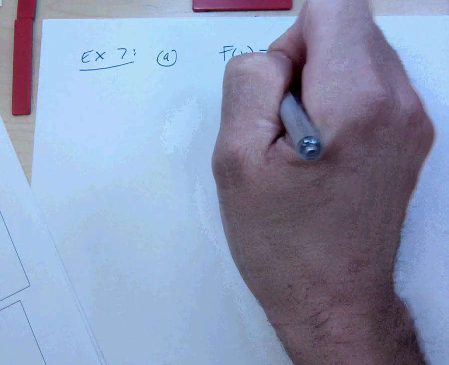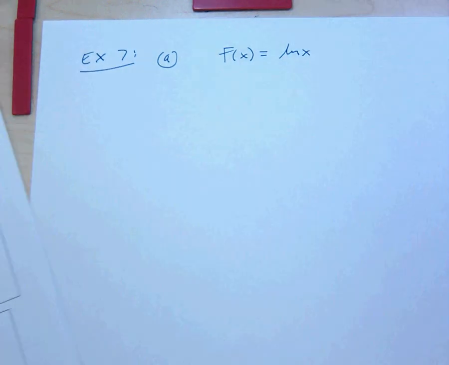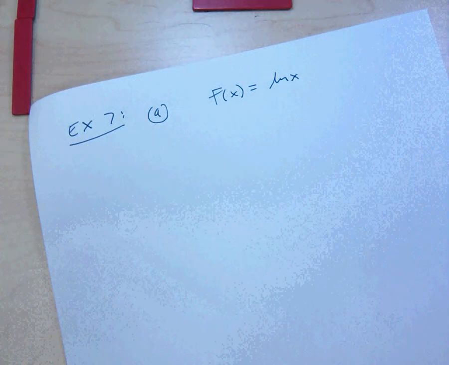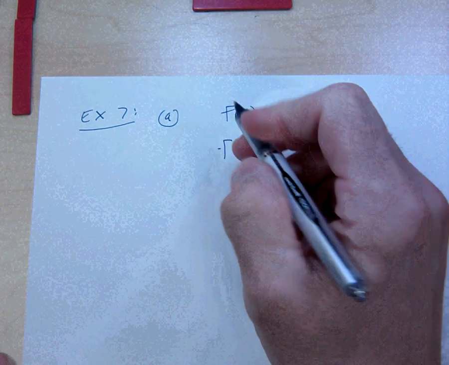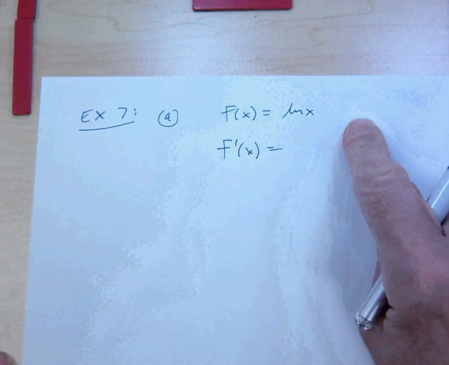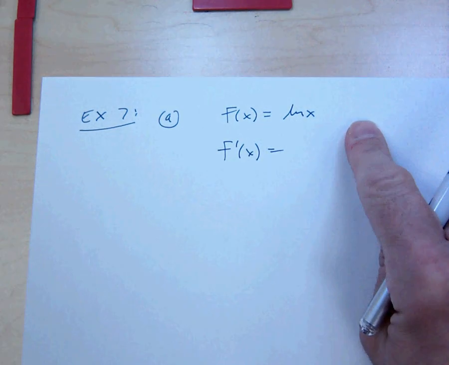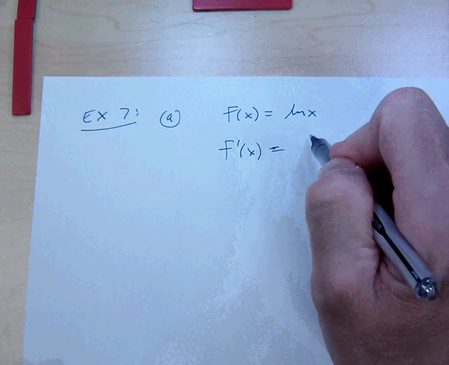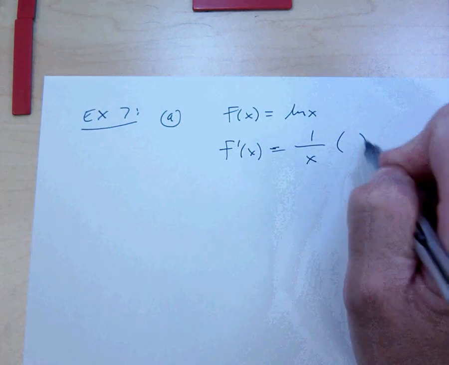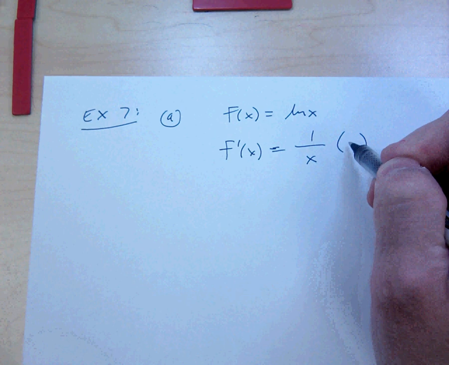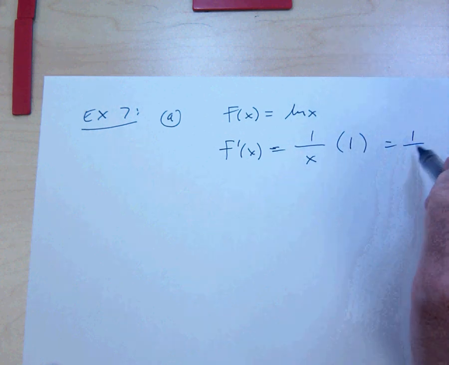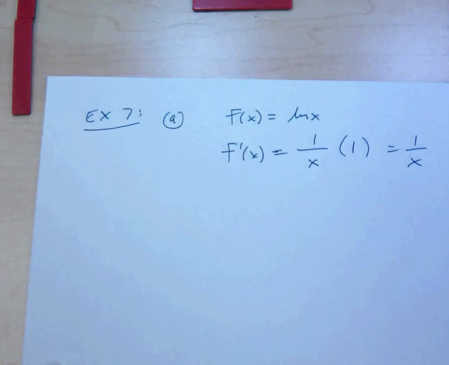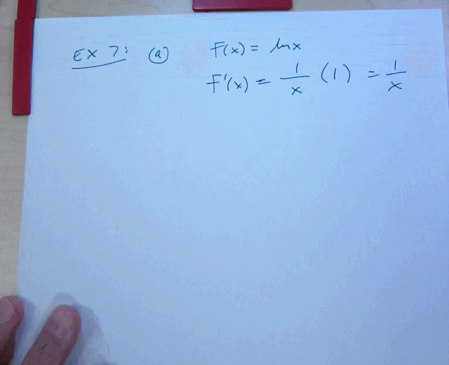Okay, so according to the formula, I'm just going to call on you guys and you can help me out here. According to these formulas, what's the derivative of natural log of x? It's 1 over x times the derivative of x. And what's the derivative of x? 1. And so you just get 1 over x. Any questions on that? Not bad, right? Okay, let's look at b.